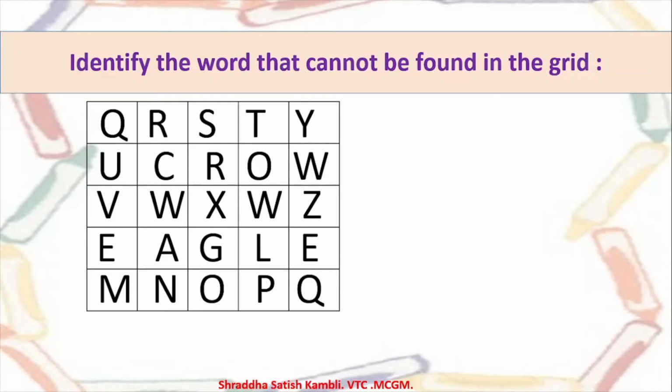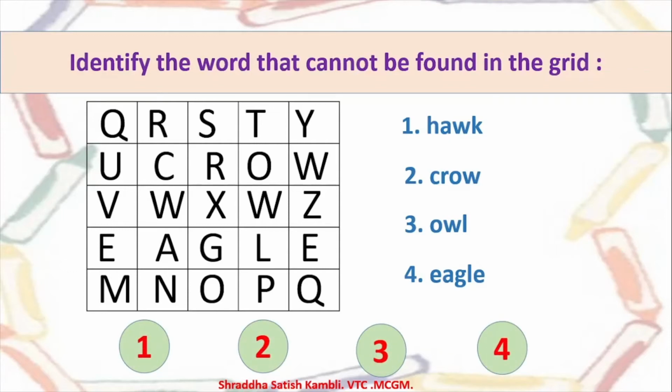Again our grid changes. So you have QR, STY, UC, ROW, and then you have VW, X, etc. And what are you supposed to see, or what are you supposed to search here? These are all names of birds. So you have HAWK, hawk, CROW, crow, OWL, owl, and EAGLE, eagle. So which of the four will you not find in this grid? So it is, let us see which one. So the first one, hawk, you will not find in the grid. So you should find crow, owl, and eagle.